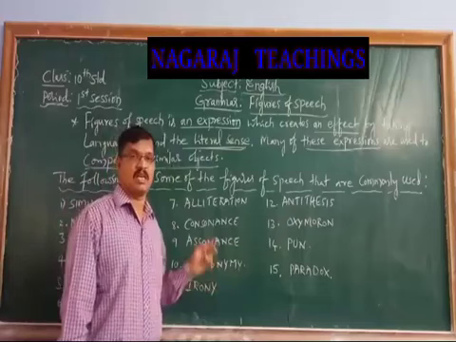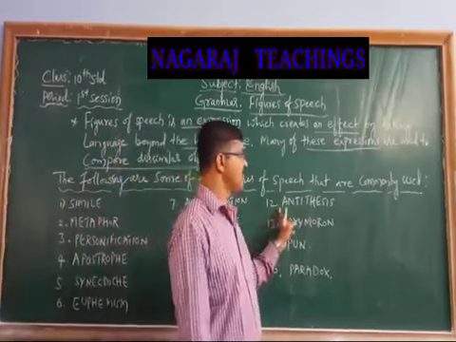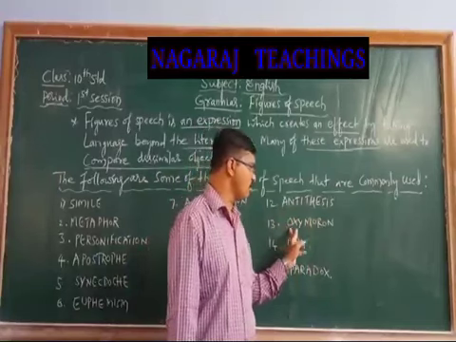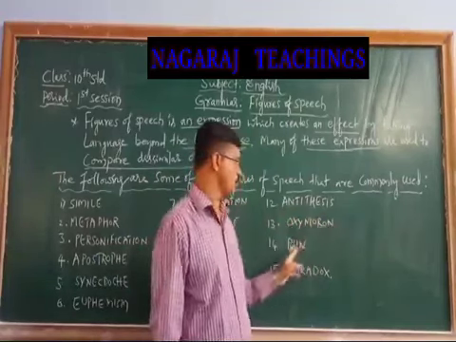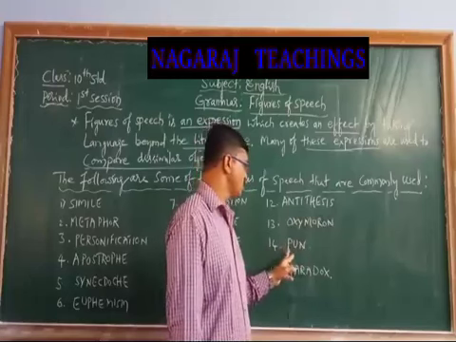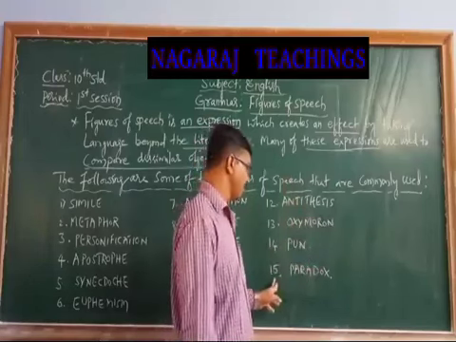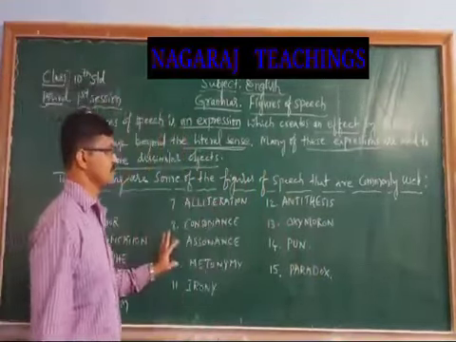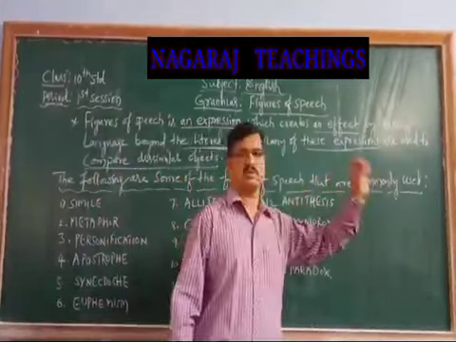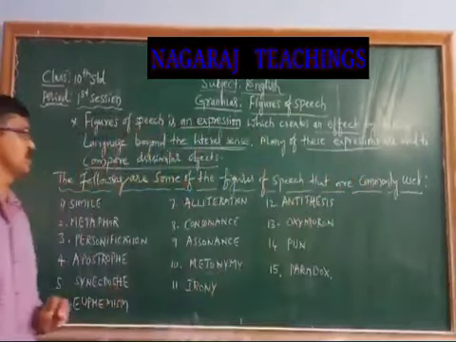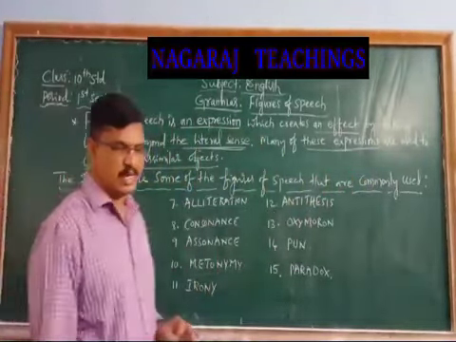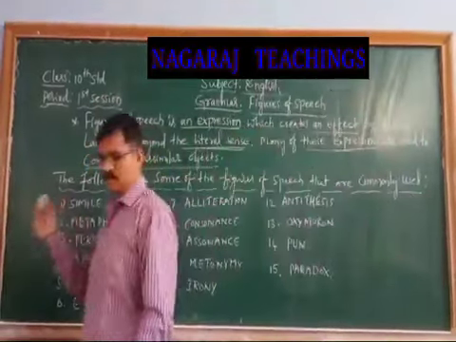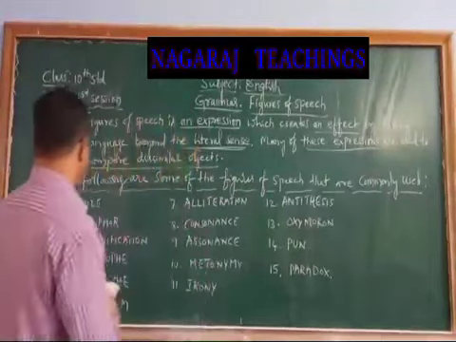11th, irony. 12th, antithesis. And 13th, oxymoron. 14th, pun. 15th, paradox. Like this, there are 50 commonly used figures of speech we are going to see. Let's have a discussion one by one. So, the first one we will take is simile.